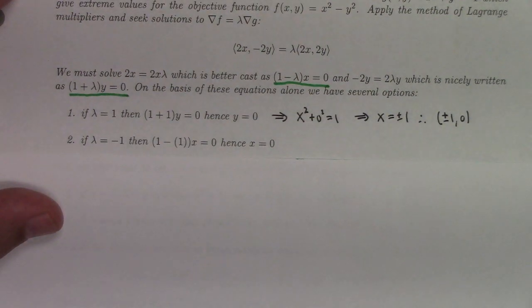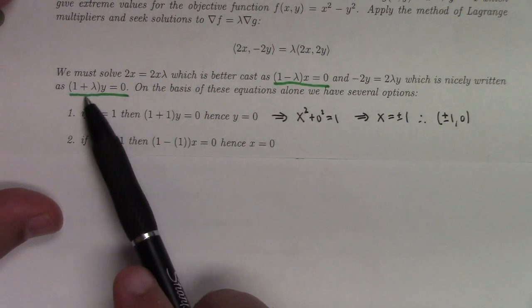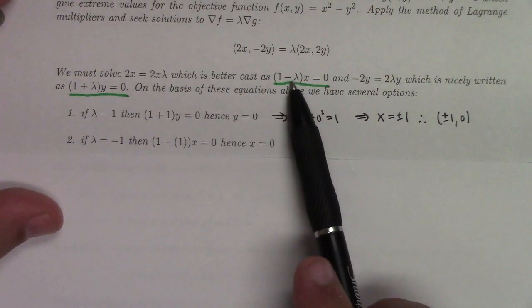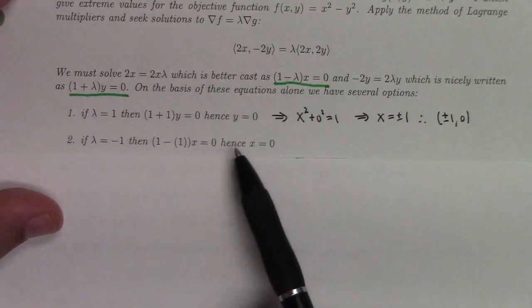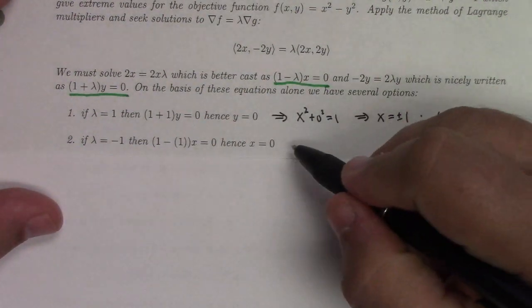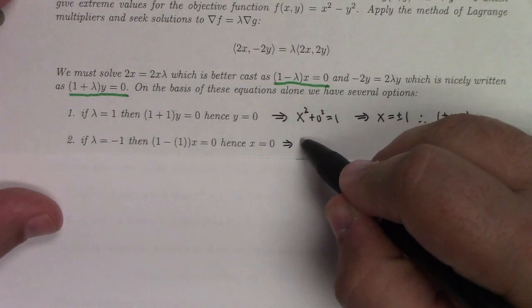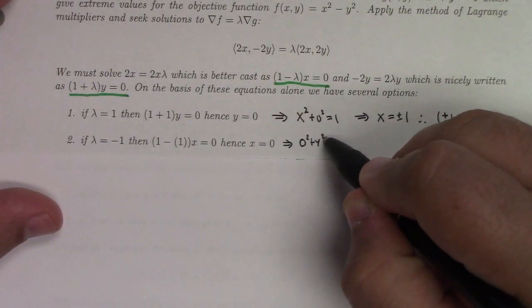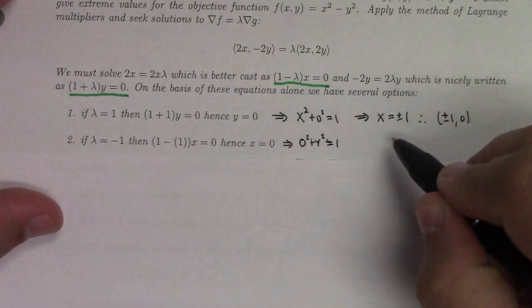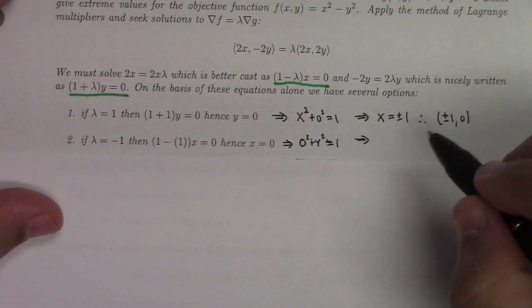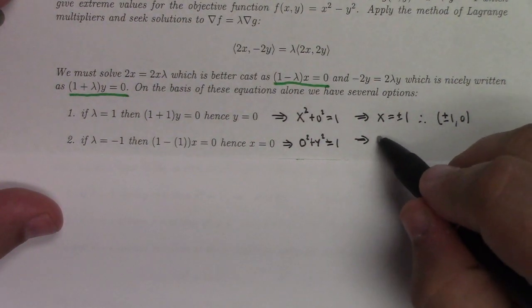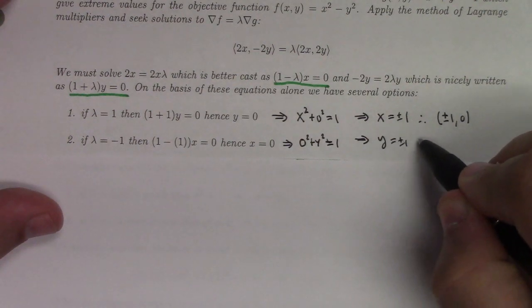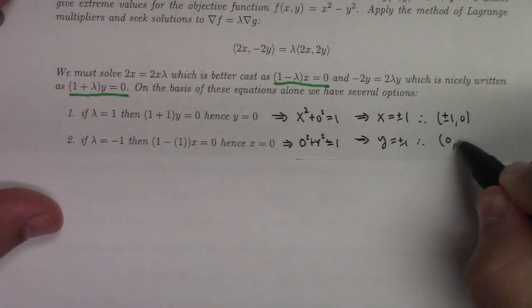The next one, lambda equal to minus 1. Well, that takes care of this one, but then it leaves this as 2x equal to 0. So that forces x equal to 0. And then by the constraint equation, 0 squared plus y squared equals 1, which is telling me that y is equal to plus or minus 1. So that gives us the points 0, plus or minus 1.